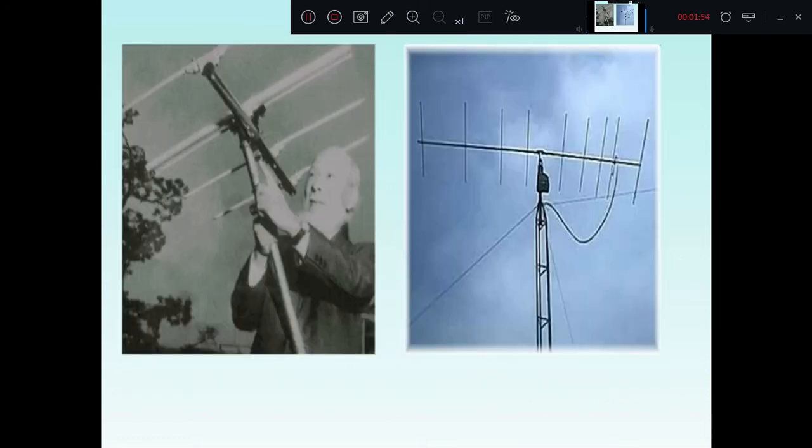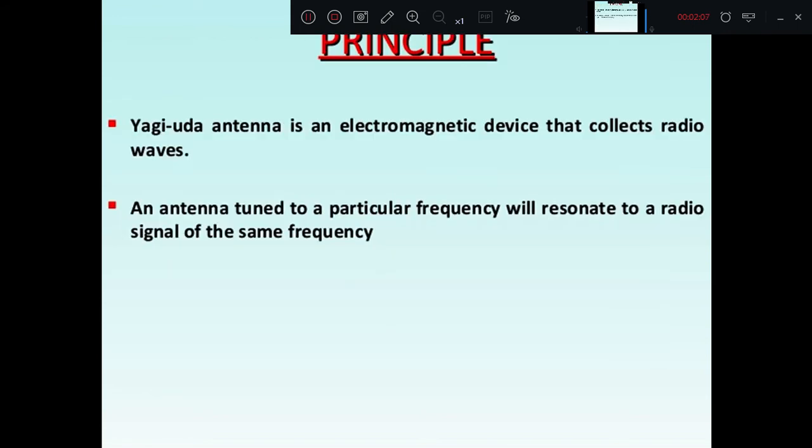So these are the pictures of the Yagi-Uda antenna. I hope you have seen these kinds of antennas in your childhood. And coming to the working principle, it works as an electromagnetic device which collects radio waves or electromagnetic waves, and this antenna, tuned to a particular frequency, will resonate to a radio signal of the same frequency.